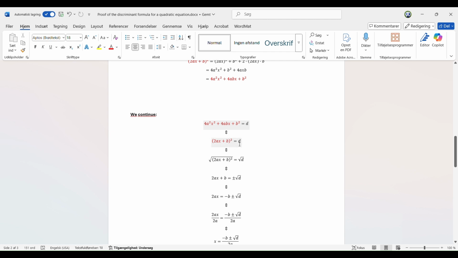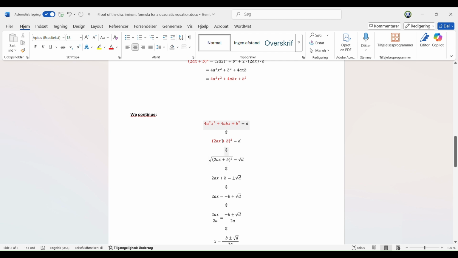So this equation could never be true if d is a negative number. So if we put in some values for x and d is going to be negative, this equation will never be true, because this is going to give us 0 or a positive number, and that could never be equal to a negative number. So we can at this point say that if d is negative, we've got no roots, no solutions to this equation.